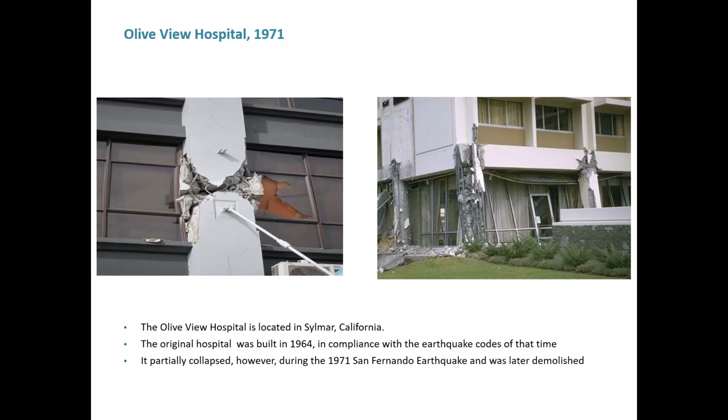So here is the Olive View Hospital and the damage that it suffered in the 1971 earthquake. This hospital is located in Sylmar, California. It was originally built in 1964, in compliance with the earthquake codes of that time, but those codes were insufficient. The hospital partially collapsed during that earthquake and later had to be demolished, and a replacement hospital was built in its place.